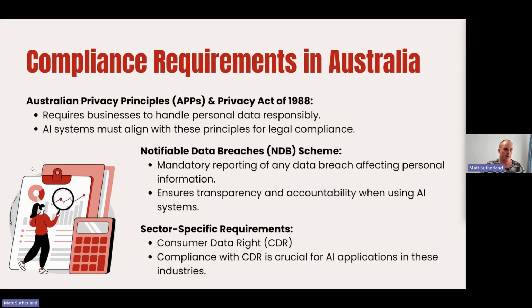Now, we're going to touch a little bit on the compliance requirements in Australia. So we have the Australian Privacy Act from 1988, that sort of defines how businesses are required to manage and store data, how responsible they are. That had an amendment, I think it was 2018, where the notifiable data breach scheme became a mandatory reporting structure for when data breaches happen, for when a person might be affected by a data breach.